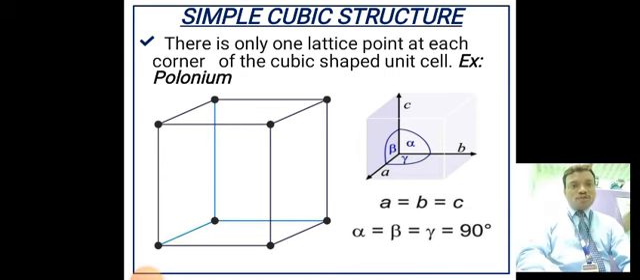In a simple cubic, the 3 edges, that is A, B, C, are the same, because this is a cubic structure. The angles alpha, beta and gamma are equal to 90 degrees. That is, the 3 different axes A, B, C are mutually perpendicular to each other. So alpha equals beta equals gamma equals 90 degrees.